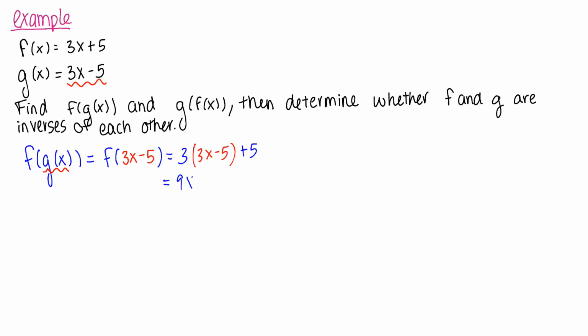Distribute the 3, you have 9x minus 15 plus 5. So simplifying, 9x minus 10. So we didn't get x. This is not x. So we don't even need to do the other direction of the composition. We did one of the compositions, we didn't get x, so we can stop right here. We know right away that these two functions cannot be inverses of one another because one of the compositions did not result in x. So we can say f and g are not inverses of one another.